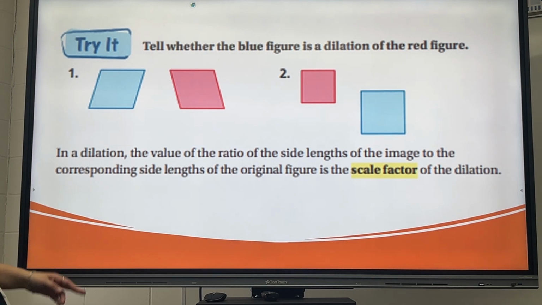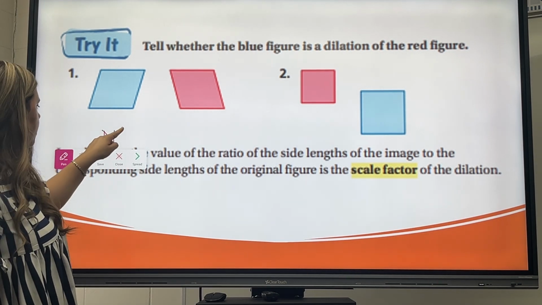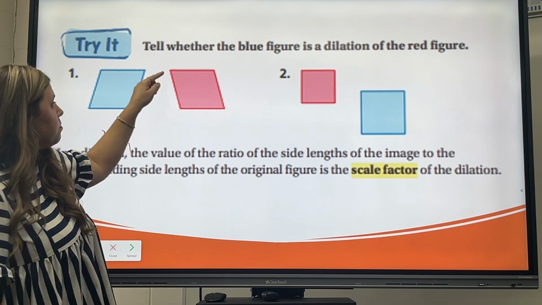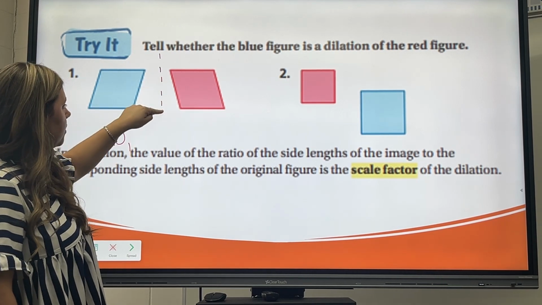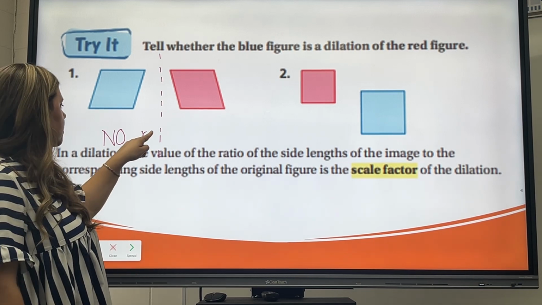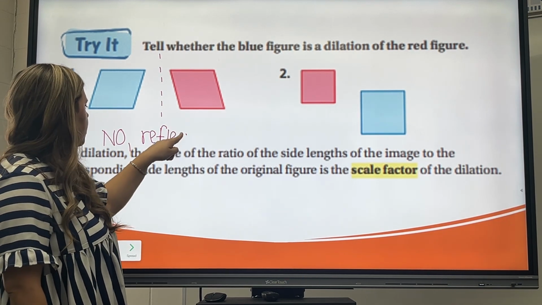Okay, the first one, I hope that you are saying it's a no. Okay, this one is no. One thing that you should note is that this looks like it has been flipped, and it has. This is a reflection across the y-axis, so you could say it's a reflection.